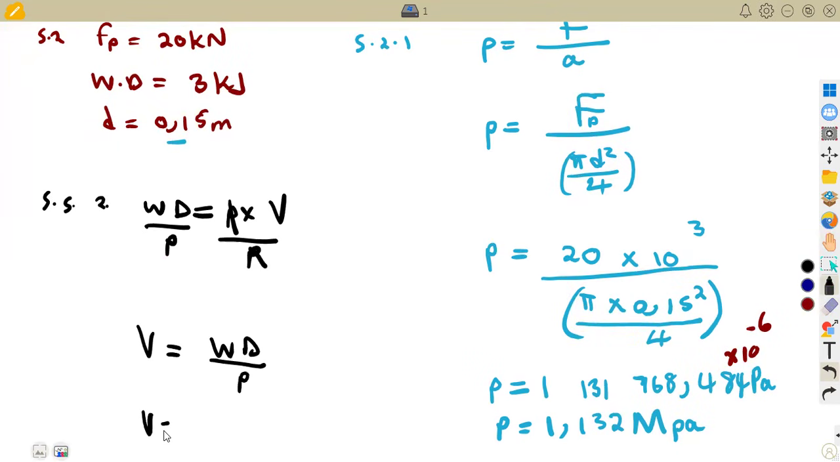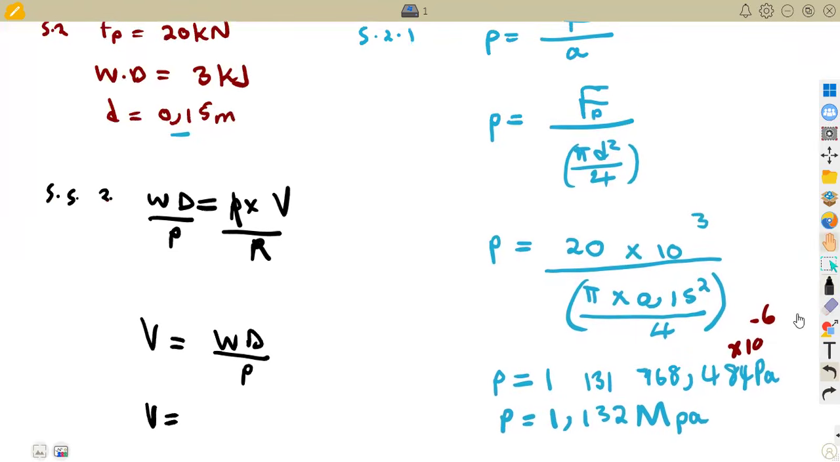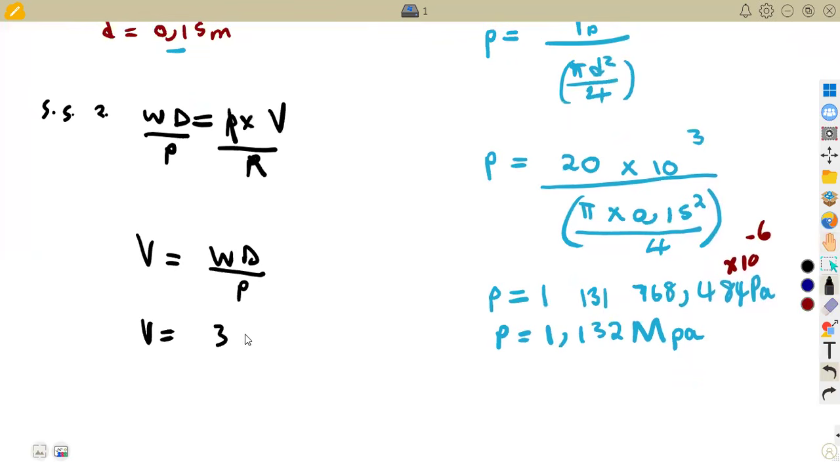So that's the volume is the work done. We have the work done. We are given, remember, that's 3 kilojoules, kilo to the exponent of 3. 3 times 10 to the exponent of 3 over the pressure. This is our pressure here, which is 1,132 times 10 to the exponent of 6. Remember, mega to the exponent of 6. So that's going to give us the volume.